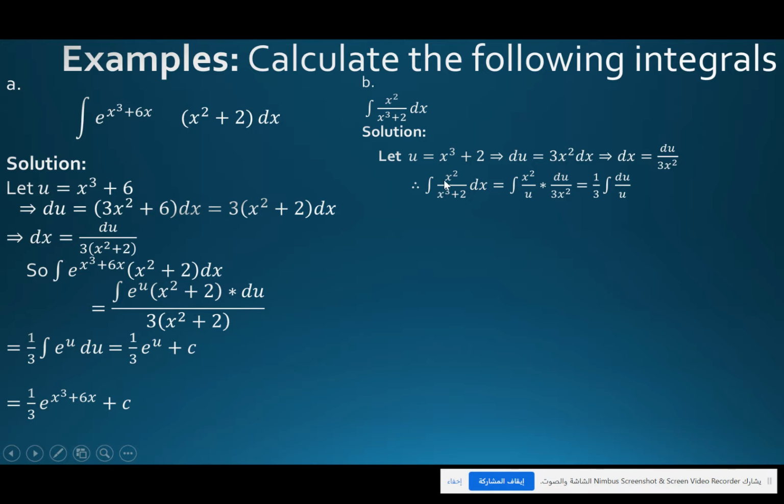So the integration of x squared over x cubed plus 2 dx is going to change. The x squared up top, keep it as it is because we didn't consider it first. But the denominator, we make it u, multiplied by dx, which in the previous step we wrote as du over 3x squared. You can cancel x squared down with x squared up to get 1 over 3 outside as a constant, with the integration of du over u.